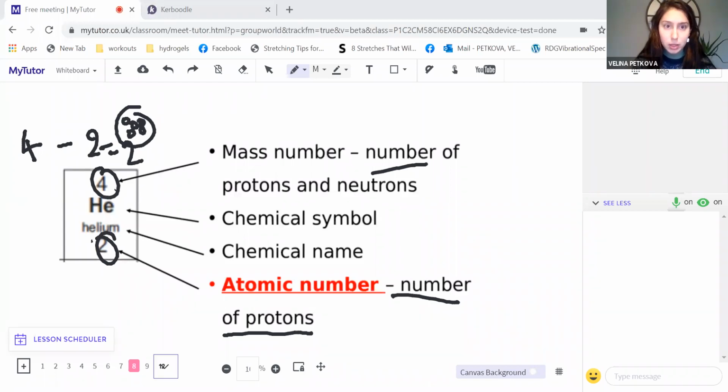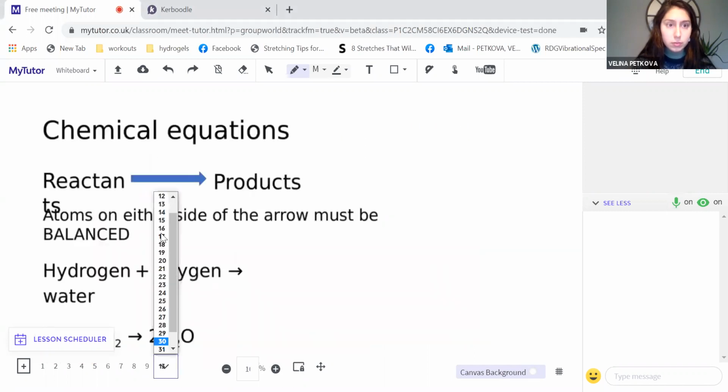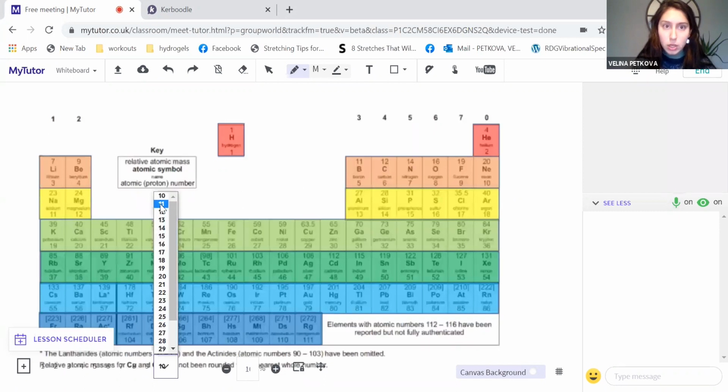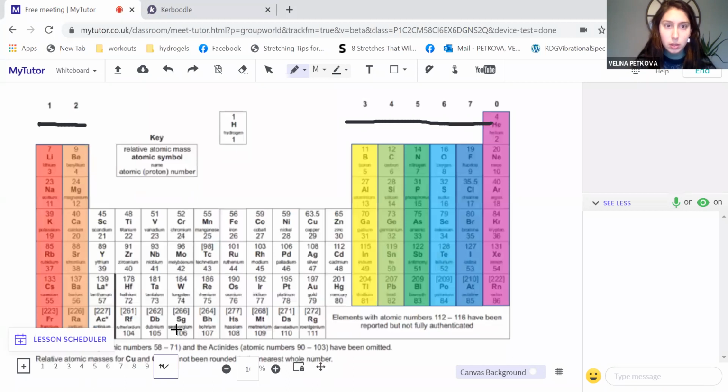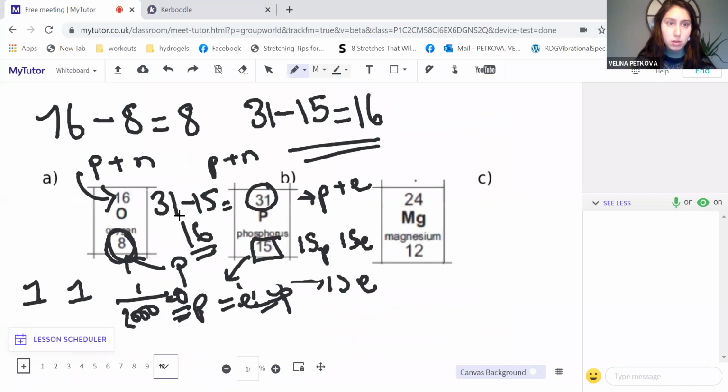Sorry, what's my part? So 8 electrons, 16 take 8. Do the periods show the number of electrons? Yeah, exactly. Perfect. So an isotope has the same number of protons, but a different number of neutrons. Exactly, Hannah.